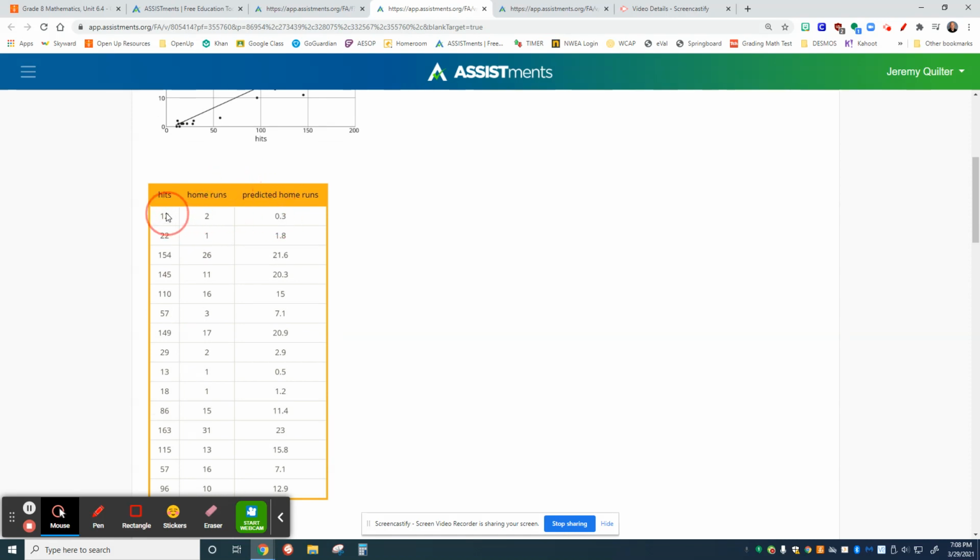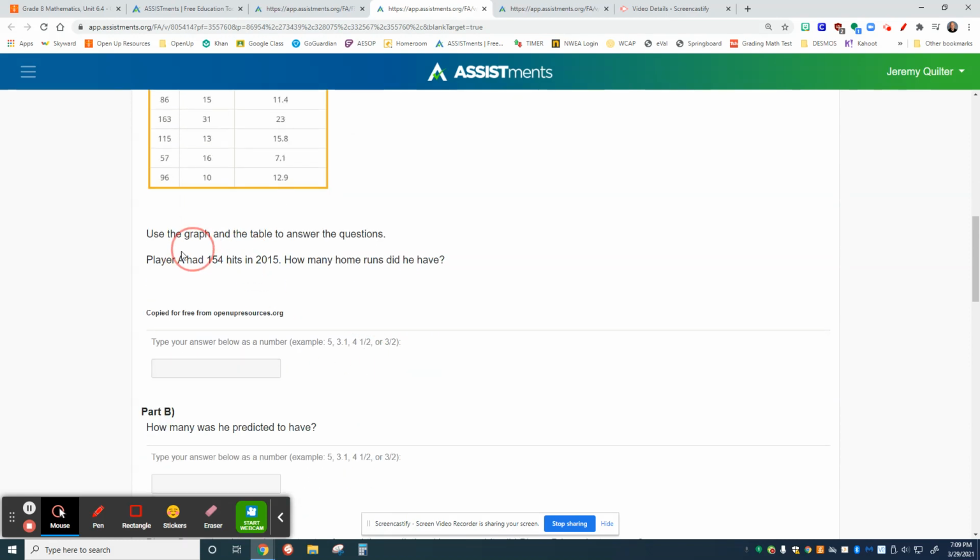that they would have. So a person with 12 hits actually hit 2 home runs. They were predicted to hit 3/10. Somebody that had 154 hits had 26 home runs, and their anticipated was 21 6/10 predicted home runs. So both these players hit well above their predicted, but somebody who hit 22 times and only had 1 home run was predicted to hit nearly 2 home runs. So they didn't quite live up to it. This is an underestimation, whereas the other two are overestimations, which is a pretty good thing. The 145 person, that was quite a dramatic underestimation.